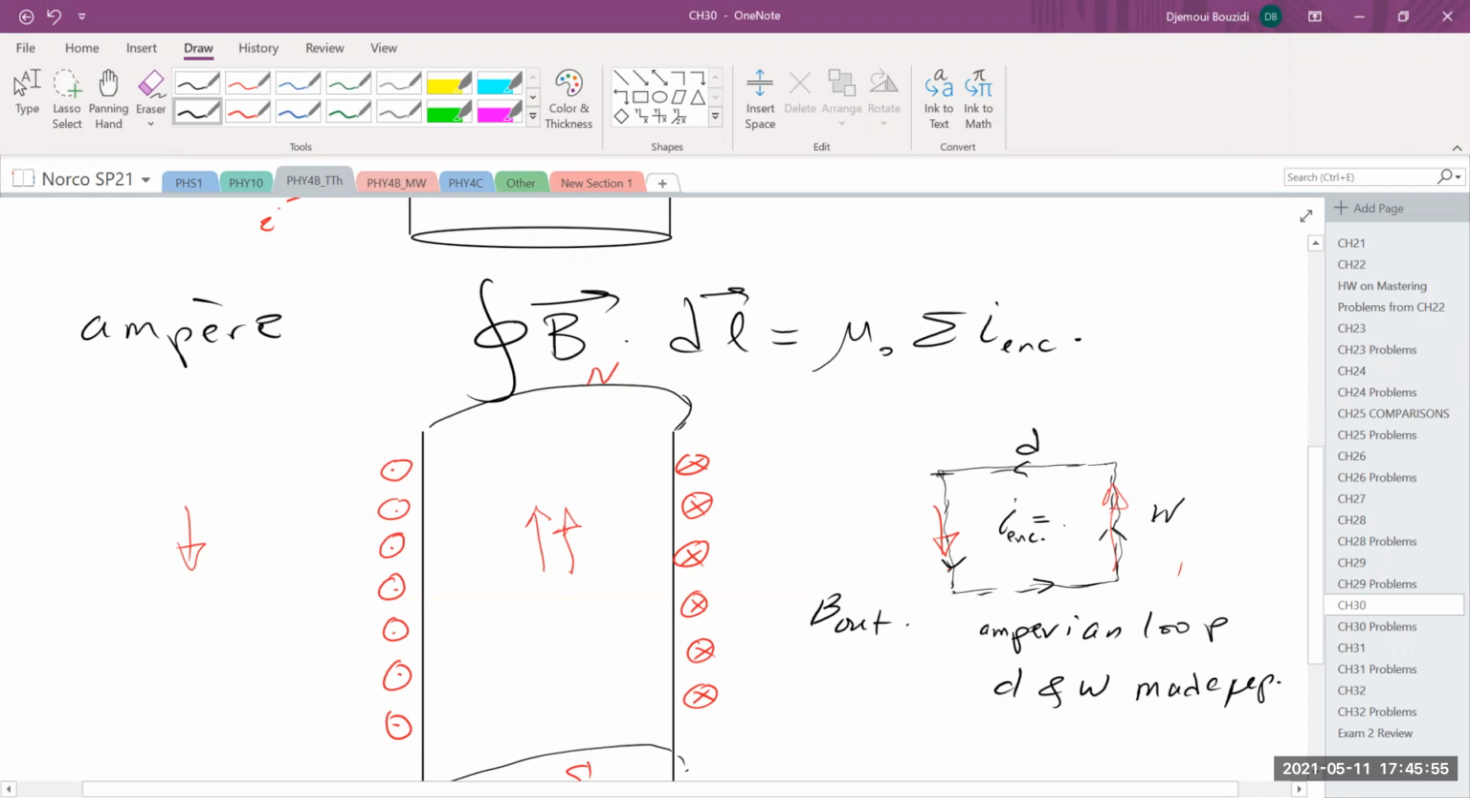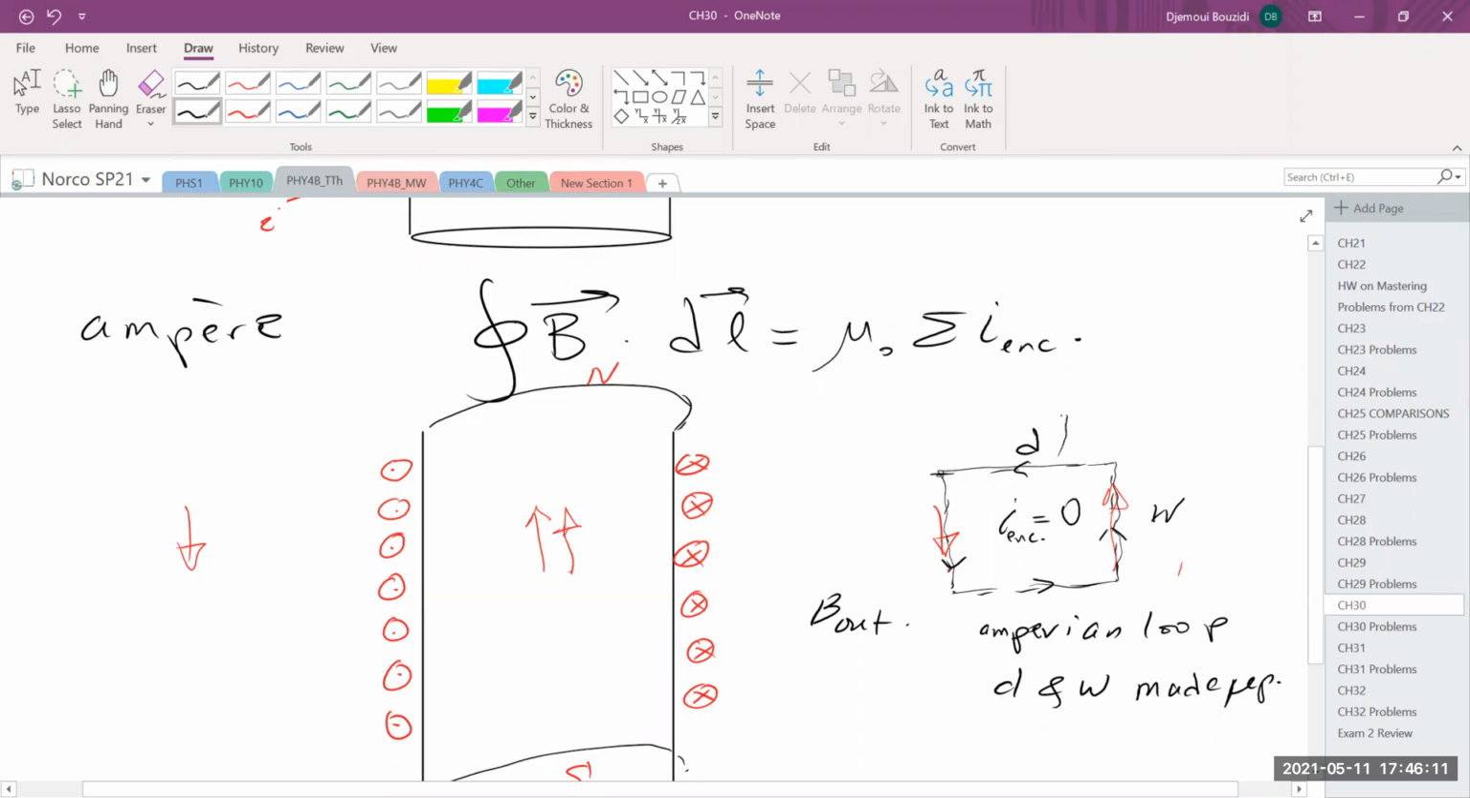Do you see any currents in there? No. So the current enclosed is 0. So there is no current enclosed. Okay, very good. Everybody's okay. So there is no current enclosed, so we're in good shape.